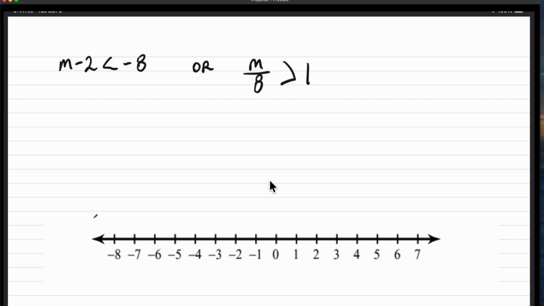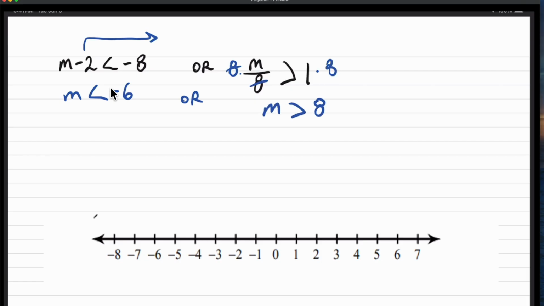Let's first start out with a few compound inequalities that are going to conform to that framework. So here we have an OR problem. We're expecting two both ORs. So let's go ahead and solve this. We're going to take the -2 and bring it to the other side, and we're going to end up with m is less than -6. Or, if we multiply here on both sides, we're going to get m is greater than 8.